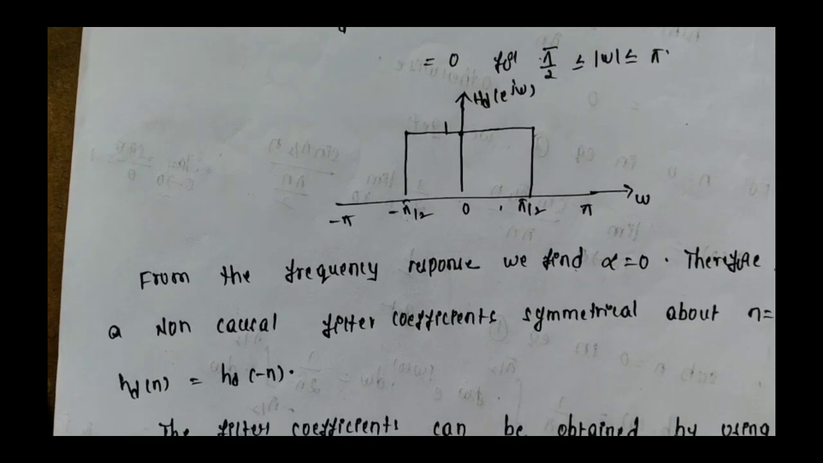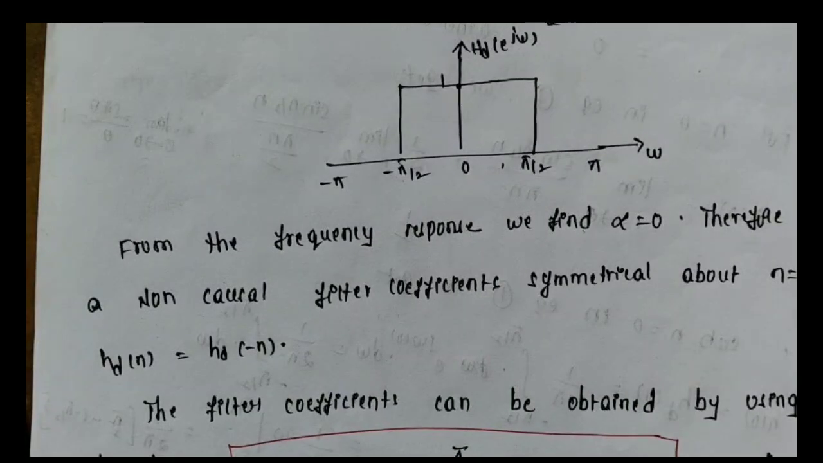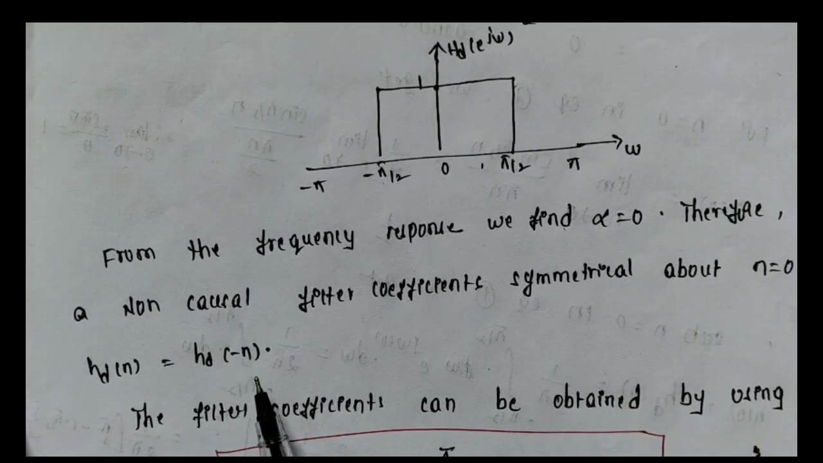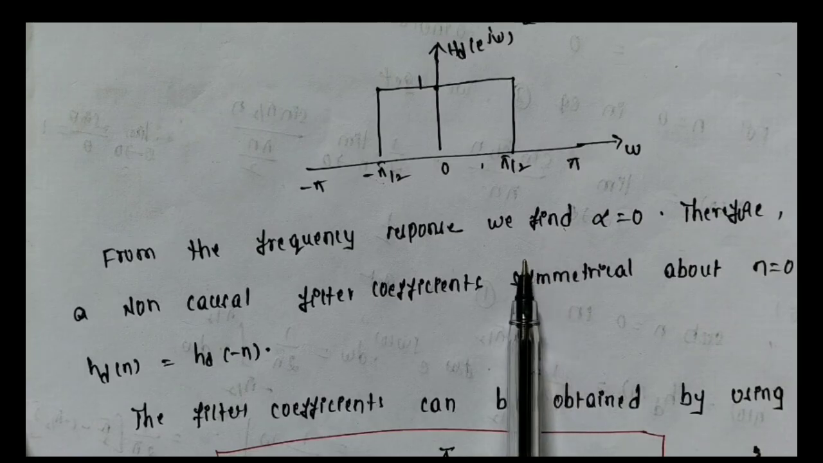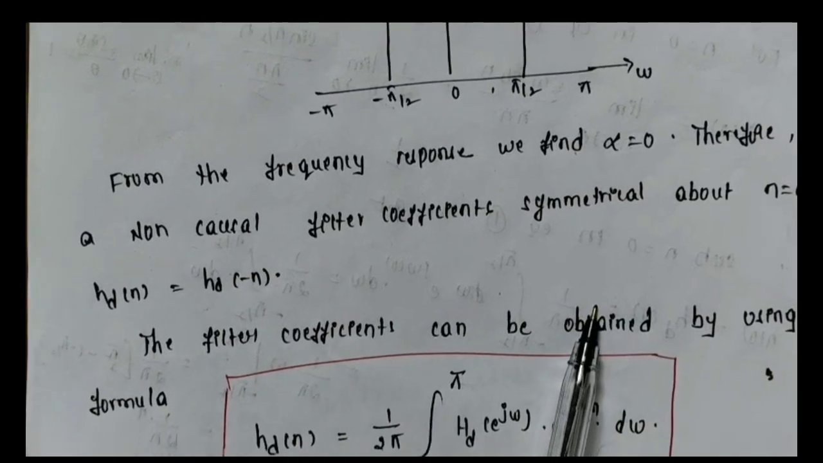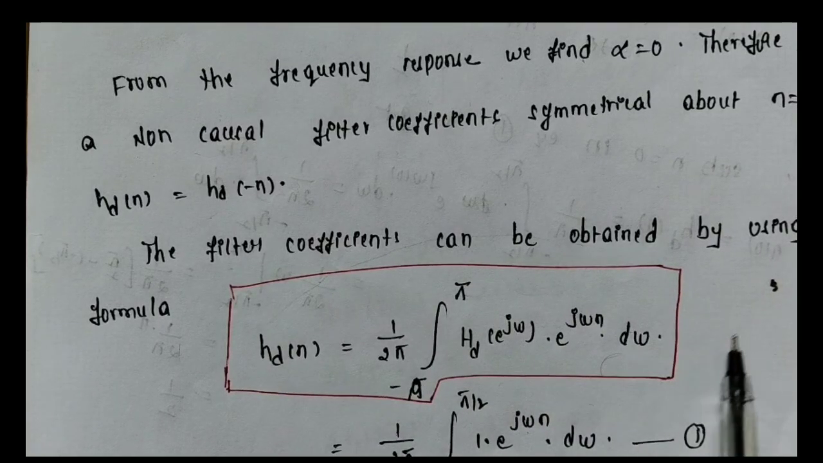Next, from the frequency response, we don't have any ripple, so the ripple factor alpha is equal to 0. That's why it is non-causal. So the system is a non-causal filter coefficient, symmetric about n equal to 0. Therefore, HD of n is equal to HD of minus n. This concept is also very important. The filter coefficients can be calculated by using the formula, so this is the important formula you have to remember.